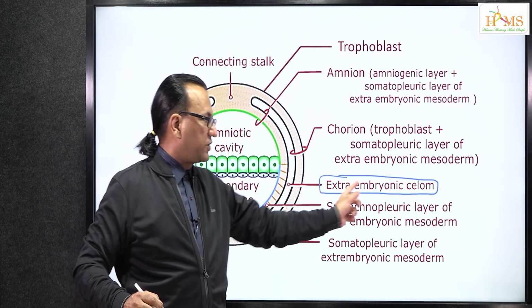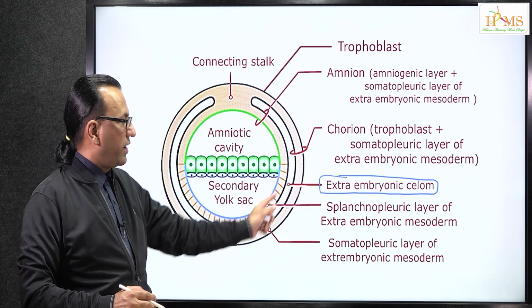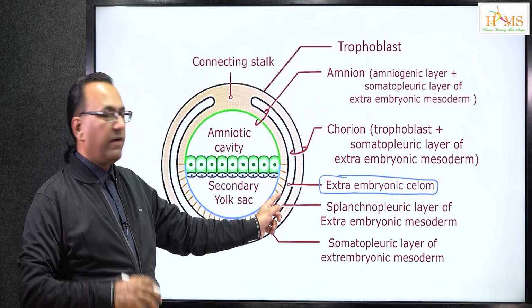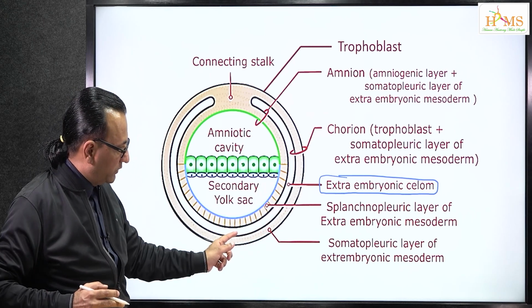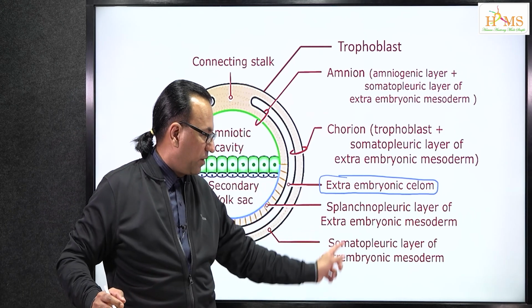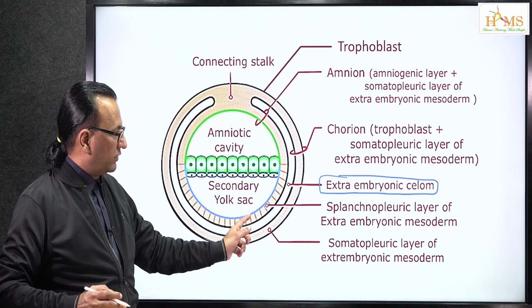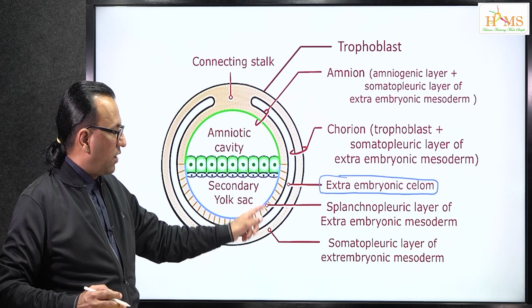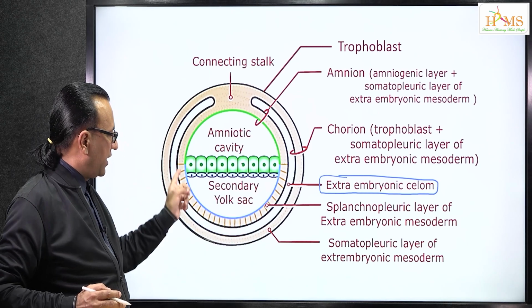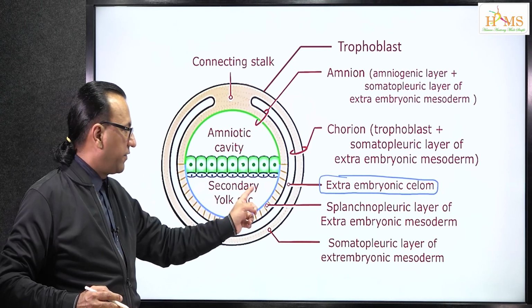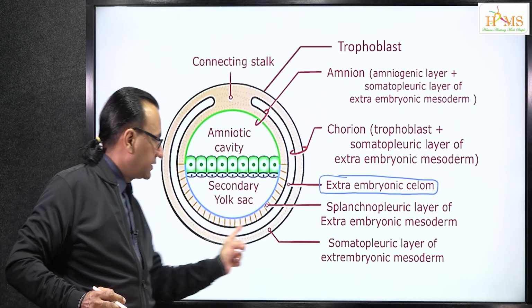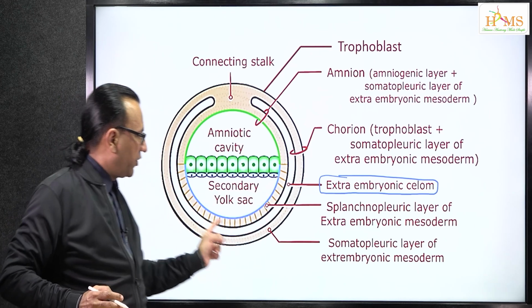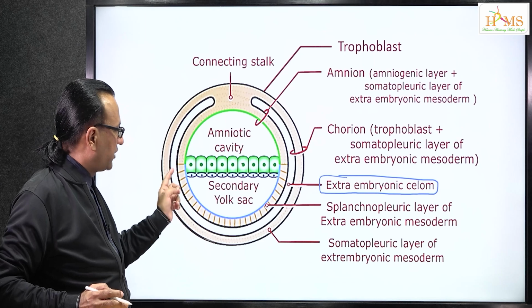And because of this extraembryonic coelomic cavity, the extraembryonic mesoderm is divided into two parts. There is an outer, which is somatopleuric extraembryonic mesoderm, and there is one inner, which is splanchnopleuric extraembryonic mesoderm. So extraembryonic mesoderm has been divided into two parts now. The one which lines the yolk sac here, at the moment called the secondary yolk sac, is called the visceral extraembryonic mesoderm or splanchnic extraembryonic mesoderm.